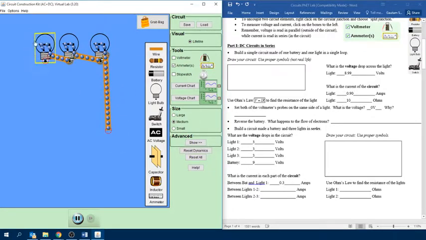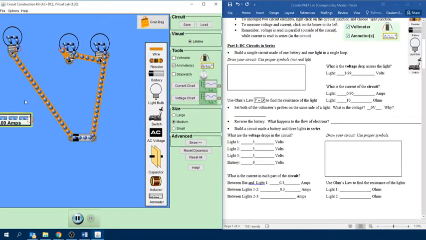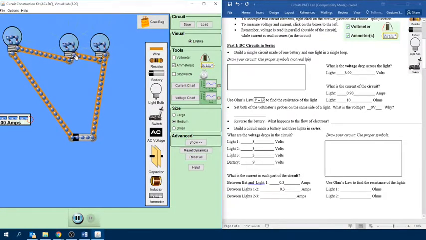Actually, while I'm at it, let's add my ammeter in there. All right, and remember, in this case, there we go. Okay, so 0.3 amps again. So 0.3. Finally, for between lights 2 and 3. And then I'm going to need to split this junction here.